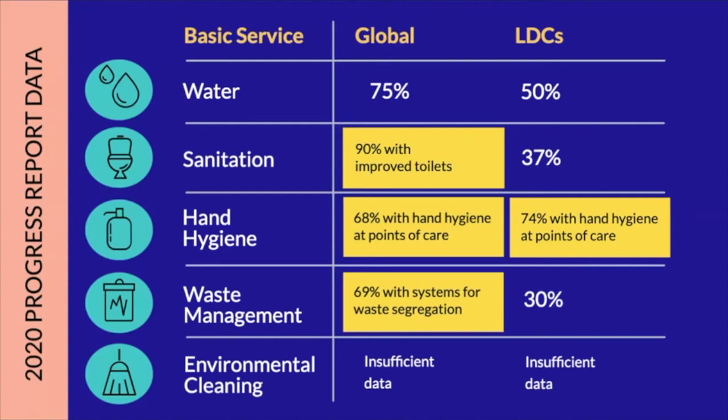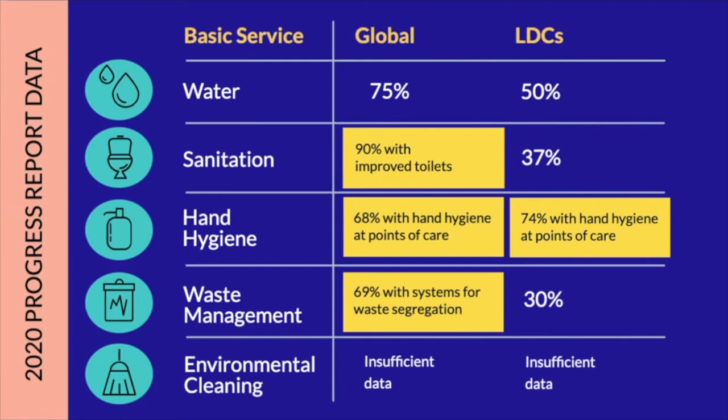For sanitation, we know that 90% of facilities globally have improved toilets, but that's only one of the five pieces of information needed to fulfill the sanitation indicator, along with things like menstrual hygiene management and disability accessible toilets. For least developed countries, there actually is enough data to make an estimate: 37% of countries meet basic services.